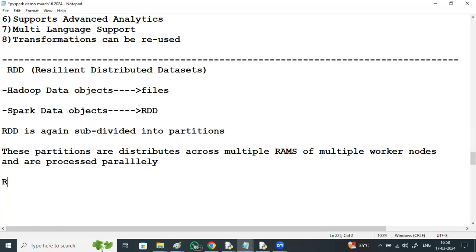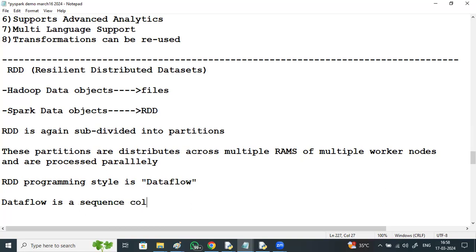See this RDD, Resilient. RDD's programming style is data flow. What is data flow? It is a sequence collection of pipes. Pipes means I can say RDDs. A sequence collection of pipes, RDDs.